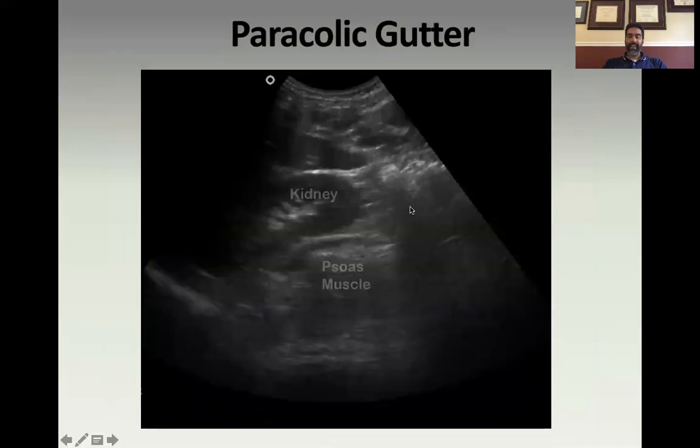Going the other direction, sliding inferiorly, you can see here's the inferior pole of the kidney, the tail of the liver here, and here is your paracolic gutter. These are all loops of bowel here. You can see all this air artifact, loops of bowel, and you're looking for fluid around the bowel. That is your paracolic gutter.